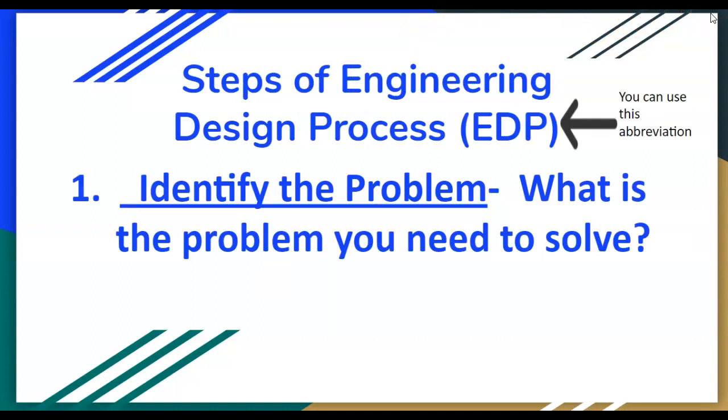Steps of the engineering design process. We can abbreviate that EDP. So number one step of the EDP is to identify the problem. So what is the problem the engineer wants to solve? What is the problem that you have been presented that you need to solve?